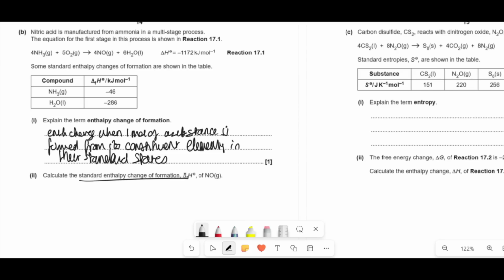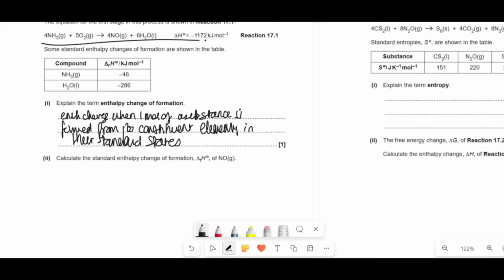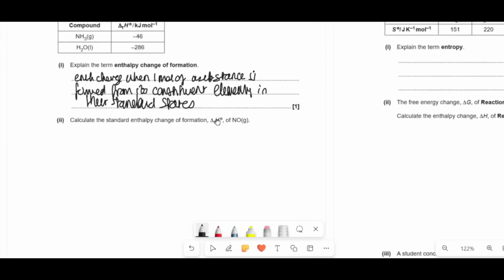It's not "I see formation, arrows go up." It is "I see this, I need to figure out what I'm drawing and actually think for a second." So what I mean by that is they've given you this equation, they've told you the enthalpy change. As long as you start and finish here, the enthalpy change should be the same. That's what Hess's law says.